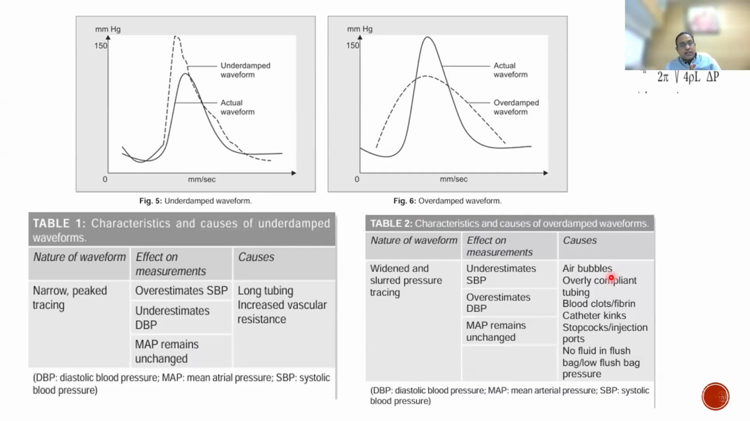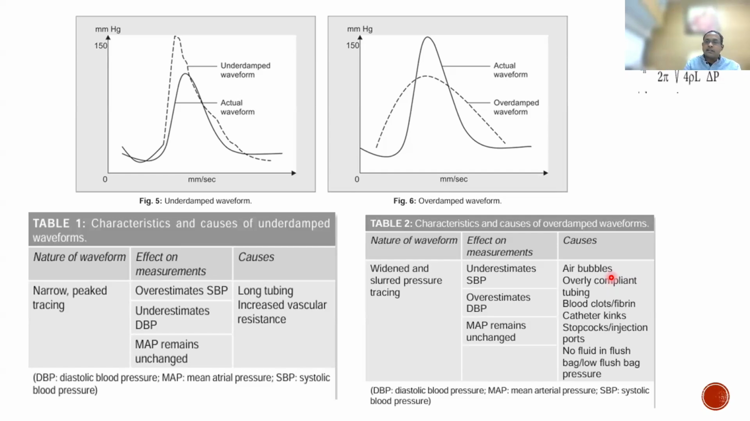What are the reasons? As we discussed, long tubing can cause underdamping, and increased vascular resistance can also cause underdamping. And for overdamped systems, basically it is the opposite. It underestimates systolic blood pressure, overestimates diastolic blood pressure, but the mean arterial pressure remains unchanged. And what are the reasons?